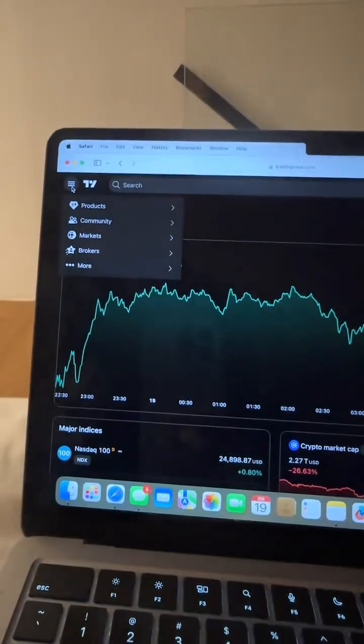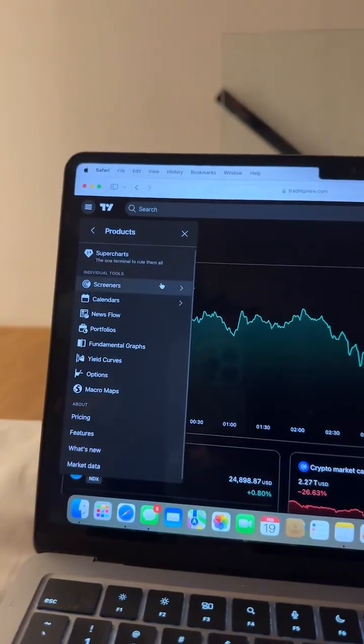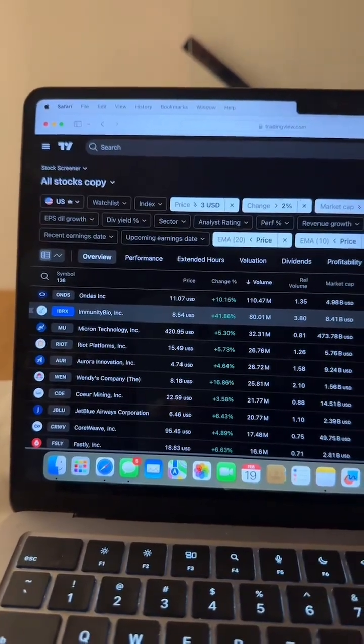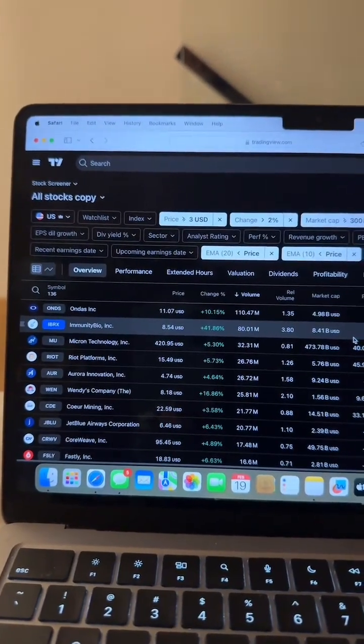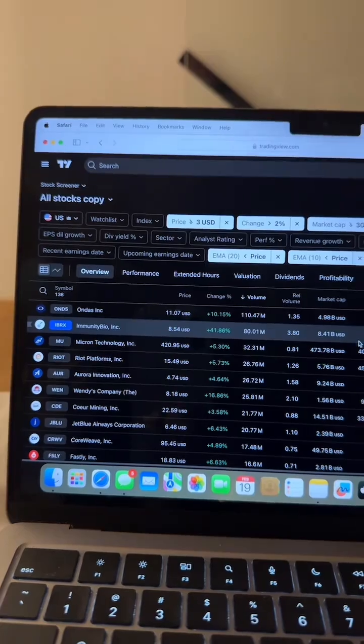So once you have TradingView open, you're going to want to go to products, and then we're going to go to screeners and stocks. Basically with this screener, what we're trying to do is, there's thousands of stocks, and we're pretty much just trying to filter them out to find the best ones to potentially trade on the day.